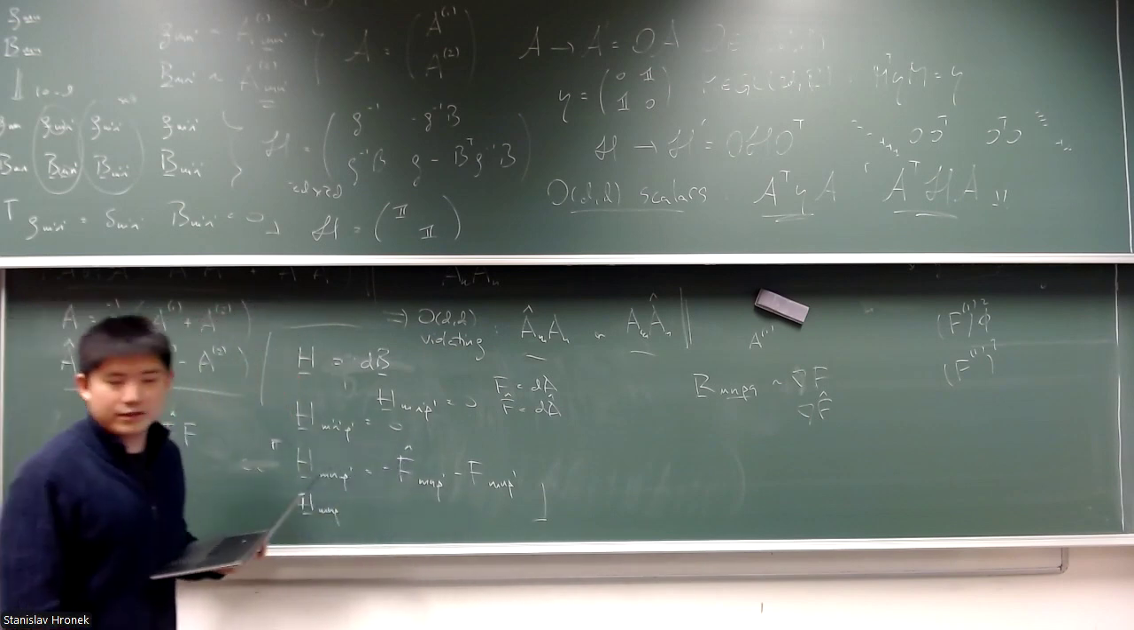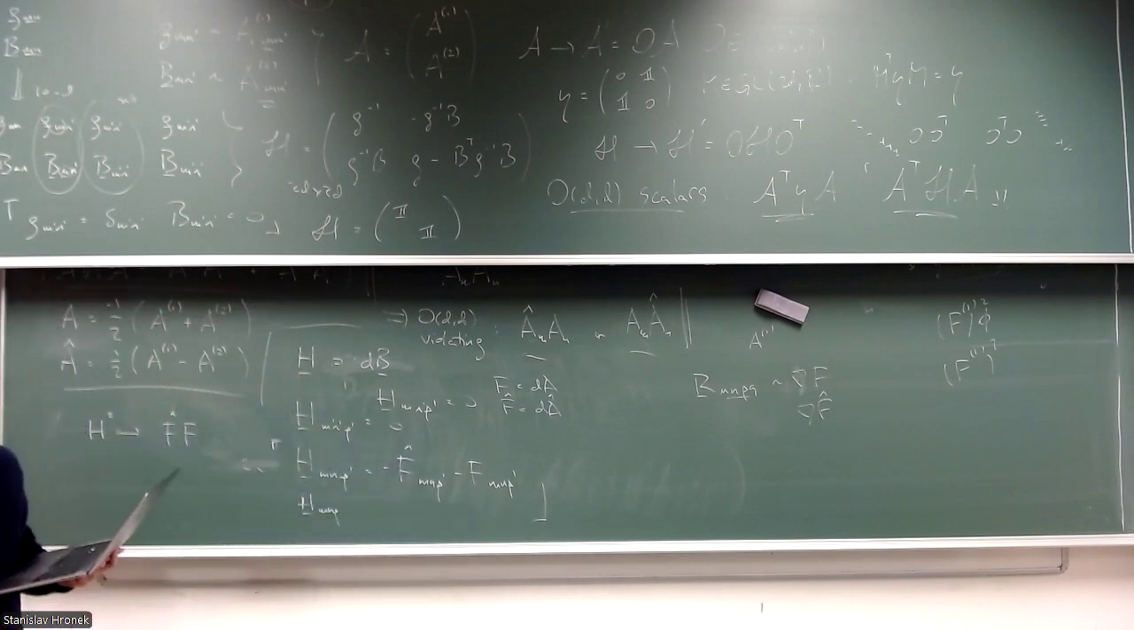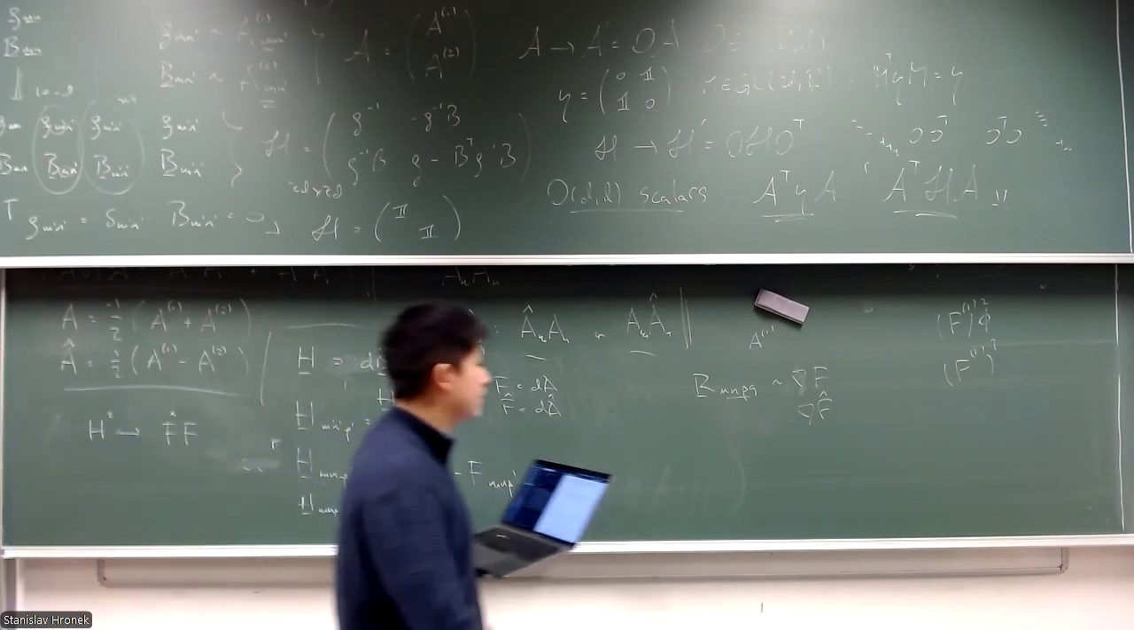Like in the action you can do integration by parts and have some explicit A over there, but typically it shouldn't be there. Okay.